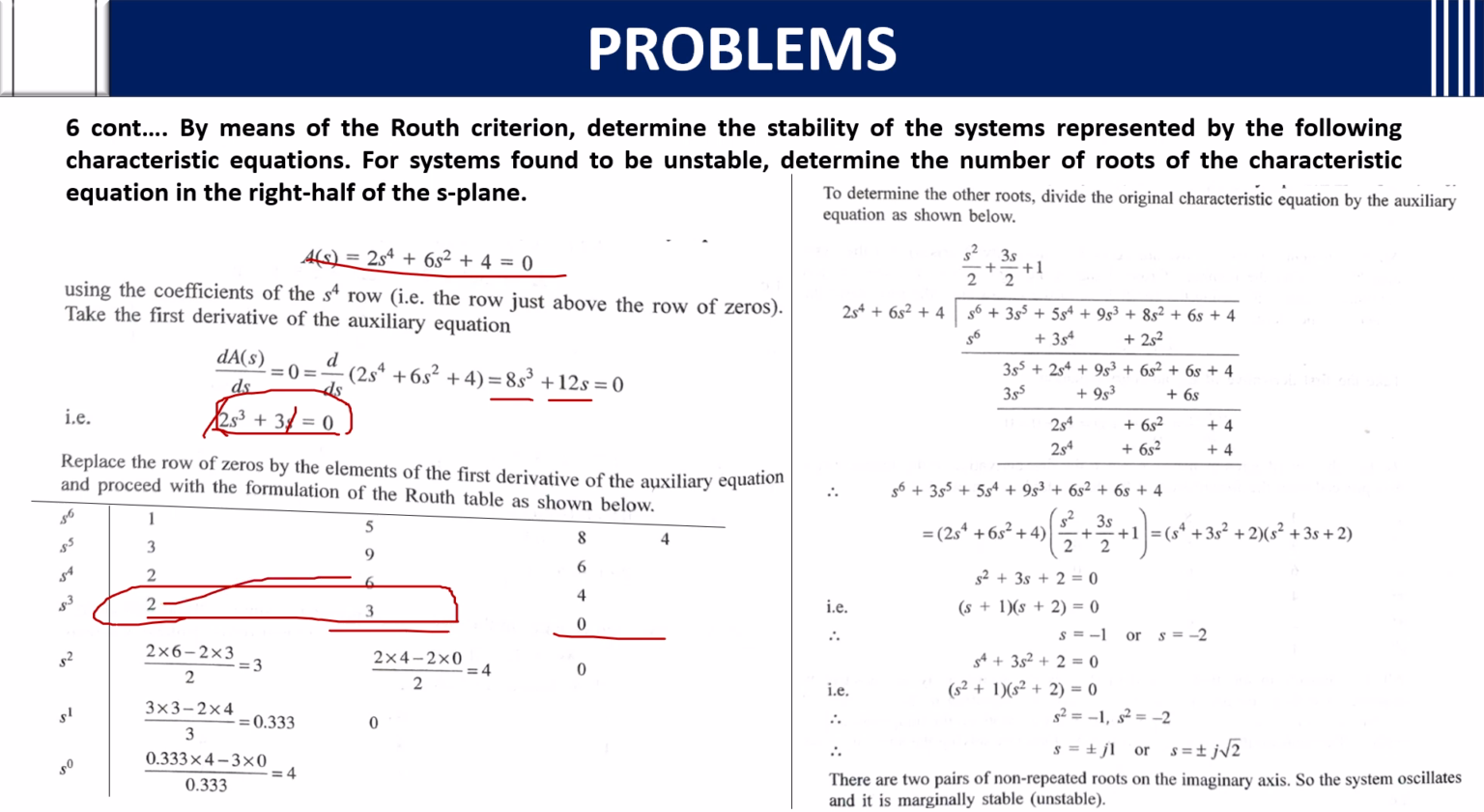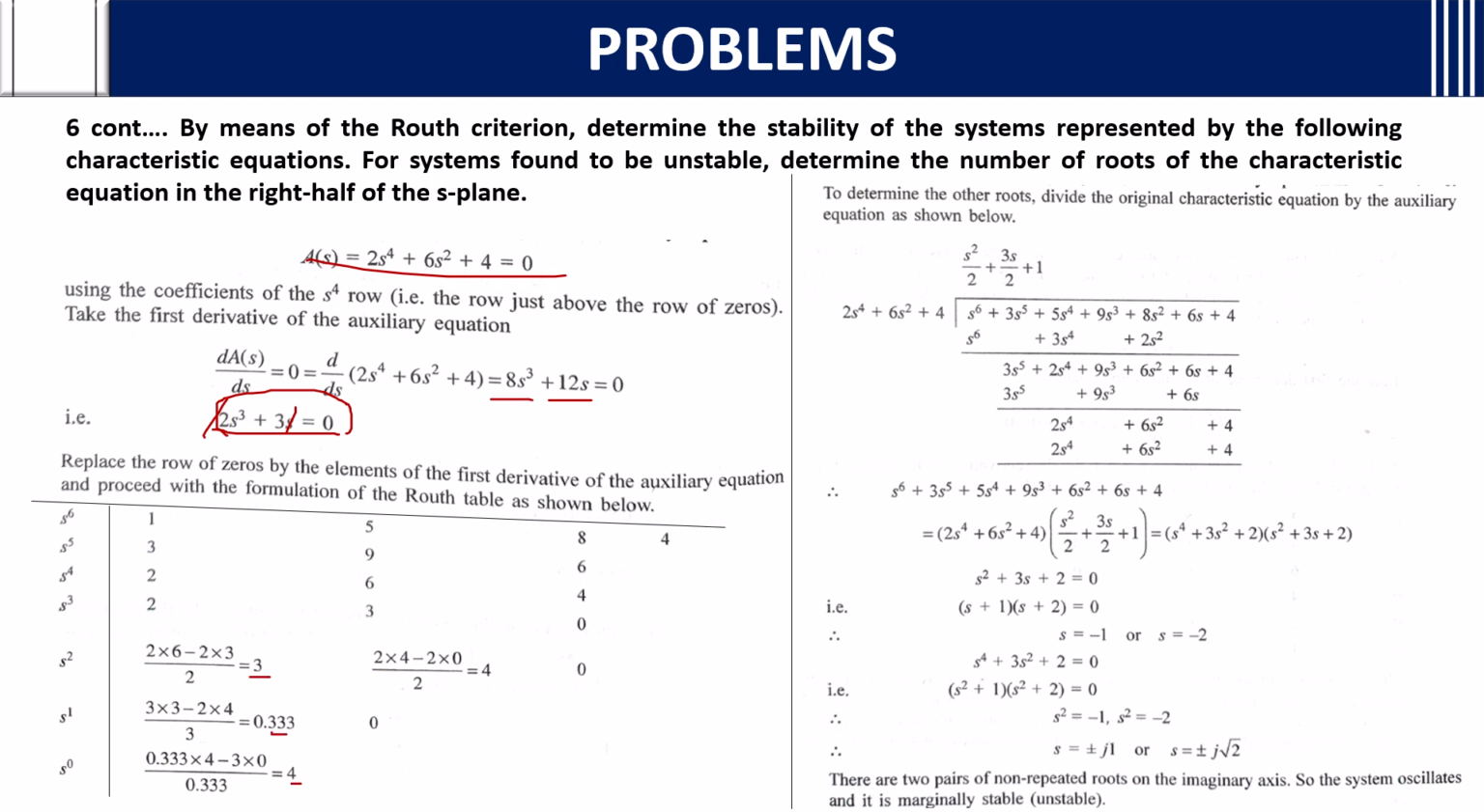2 into 6 minus 2 into 3 by 2, 2 into 4 minus 2 into 0 by 2, like that you will follow. As already the system is unstable anyway, why? Because the difficulty arises due to all the rows being 0. So what it means, there are no sign changes. If you see here, there is no minus, here there is no minus.